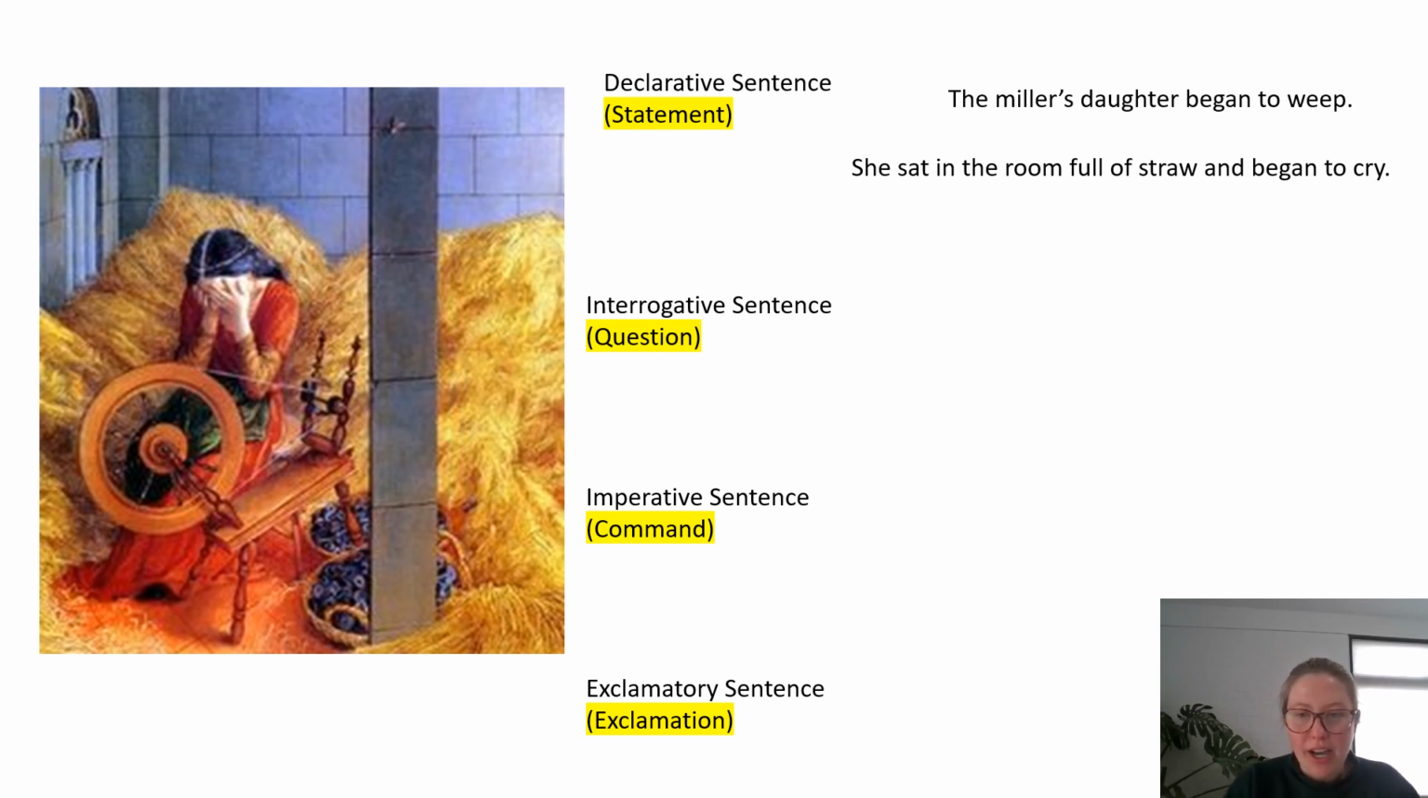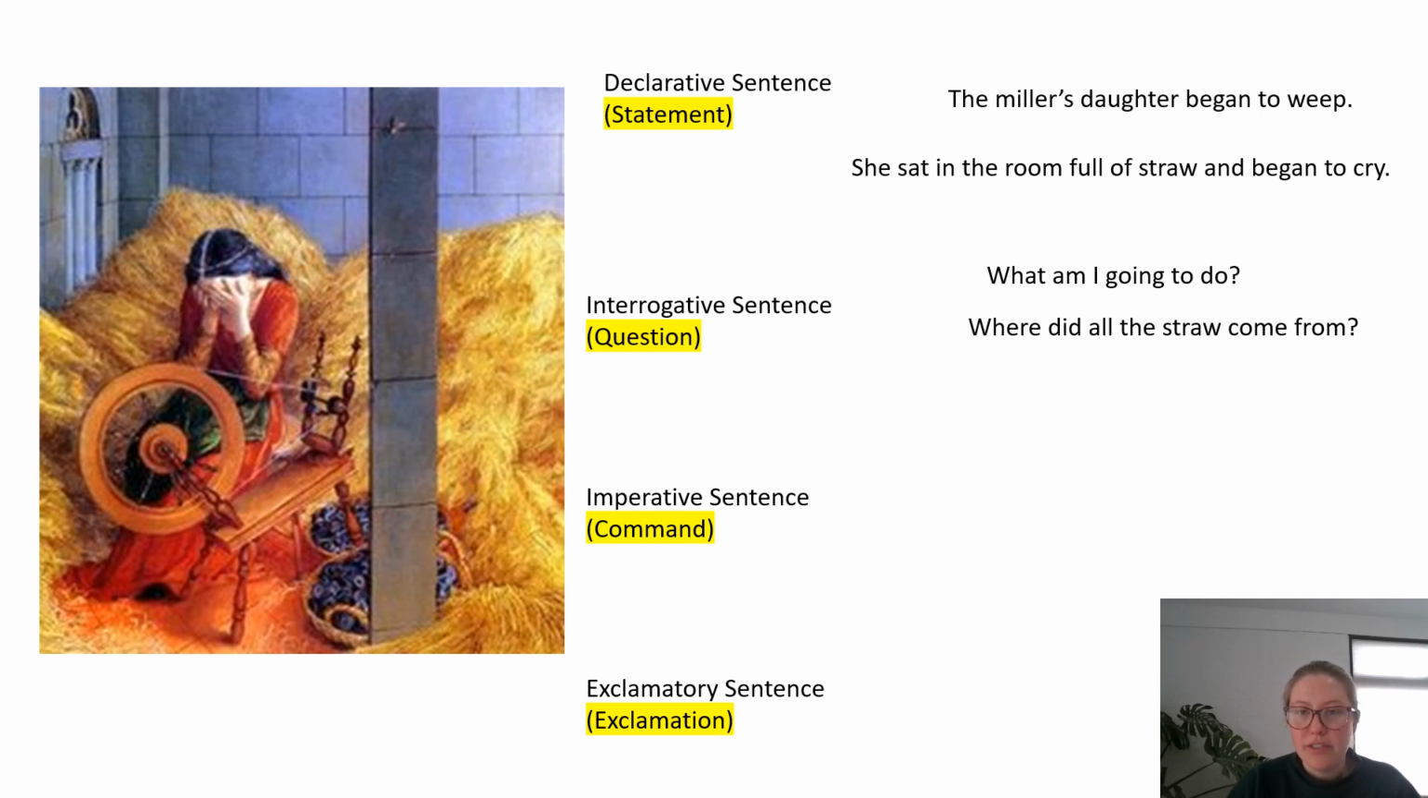Okay, the next kind of sentence type is a question. Now these ask something and they end in a question mark. So an example for this picture, what am I going to do? Can you think of any other question sentences that you might write about this picture? Where did all the straw come from?